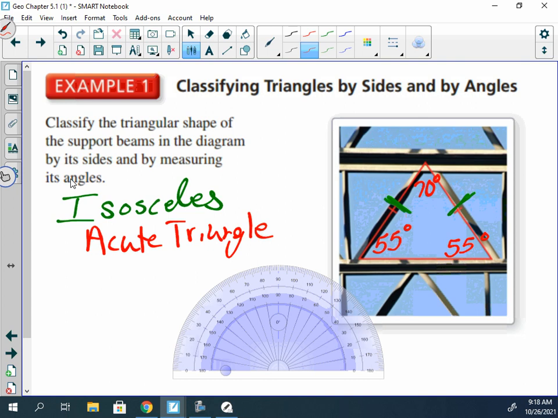Could we have said an acute isosceles triangle? Yeah, because again, we're just naming it based off the sides and angles. That's it. Questions on this here?